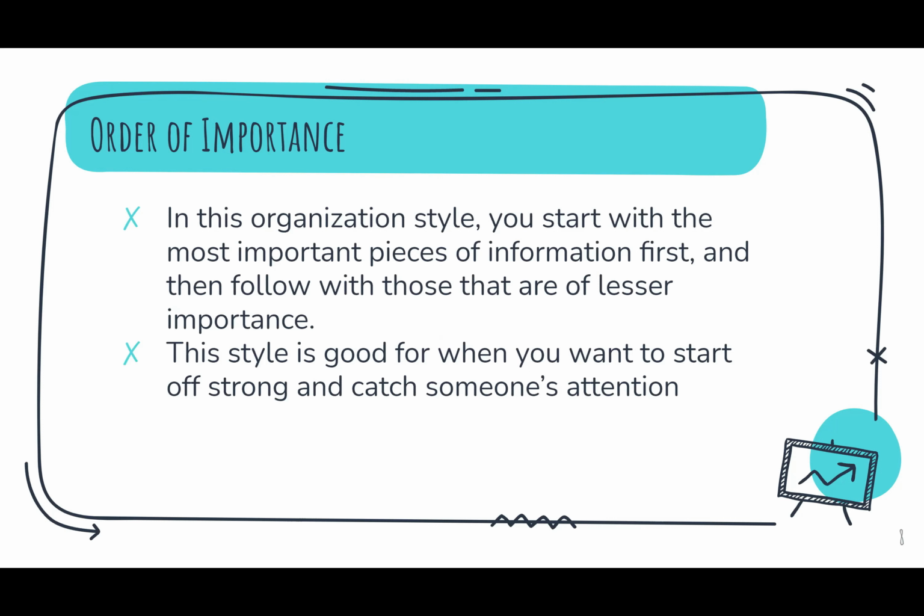In this organization style, you start with the most important piece of information first, and then follow with those that are of lesser importance, all the way down to the point that you believe is the least important. This style is good for when you want to start off really strong. When you start with the most important point, you will immediately capture the reader's attention, and they'll be more likely to agree with your thesis early on.